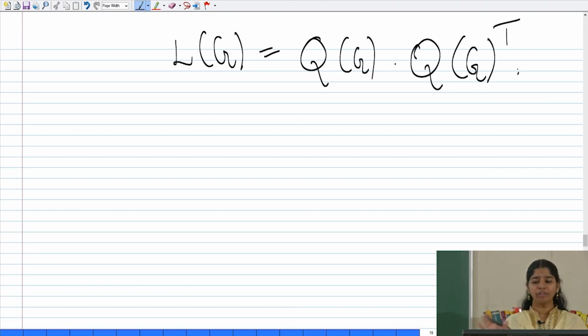Okay. So, it is a product of two rectangular matrices. The first is of order n by m, the second one is of order m by n. So, we will get an n by n matrix. How do I guarantee that this is going to be equal to my L of G? I look at any ijth entry of this product. How do I guarantee that this would be nothing but equal to an entry in L of G?